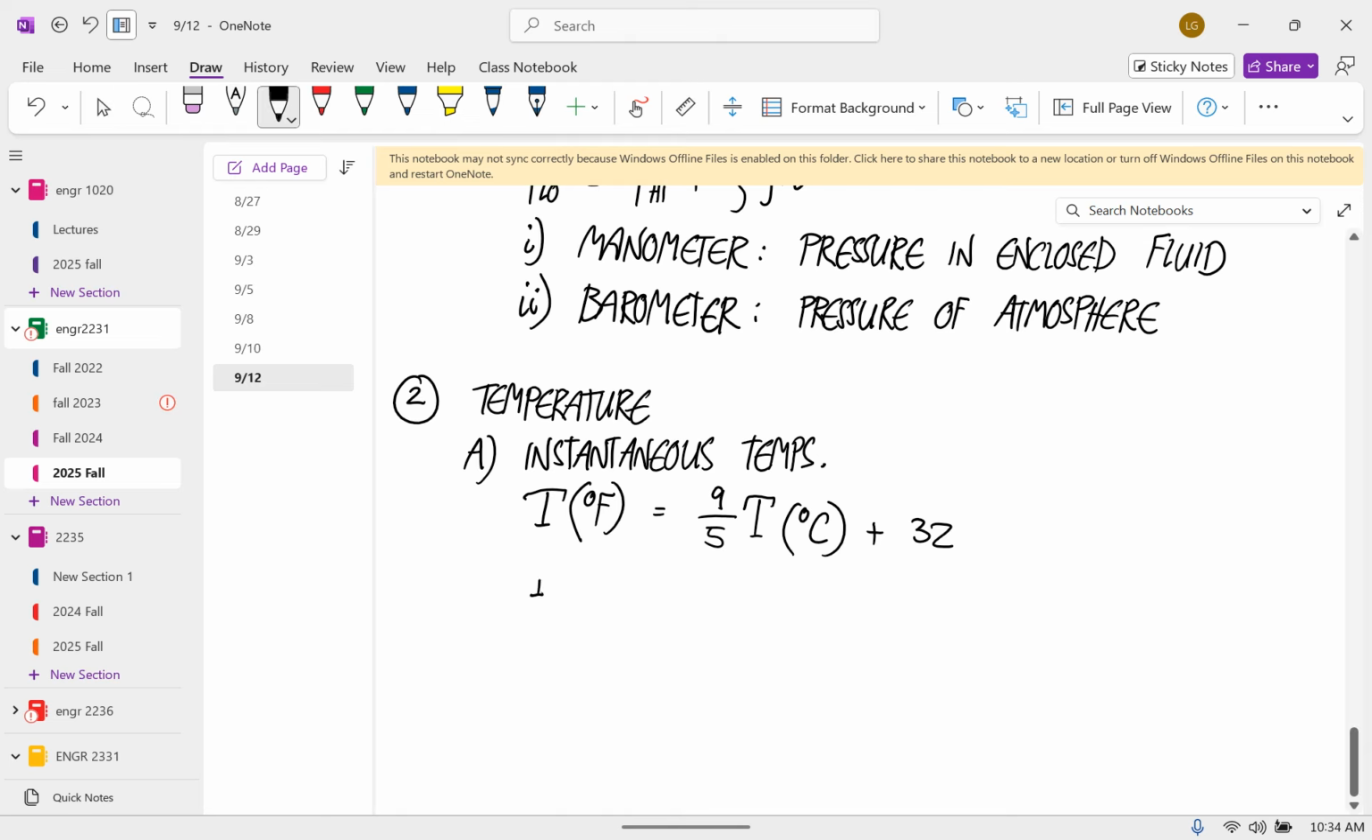And then the temperature in Celsius is the temperature in Kelvin minus 273.15. So that's if you're talking about temperatures at just a single instant, like temperature as a property.